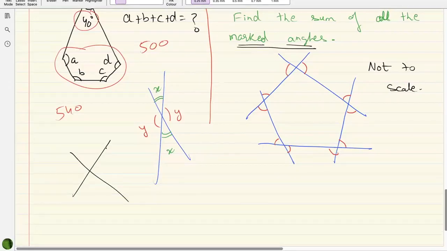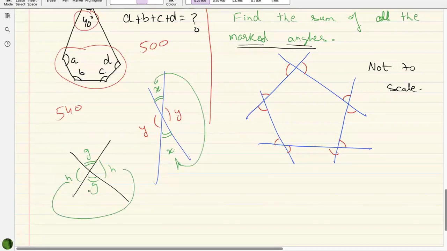But we may have different values in two different sets. For example, if I label this one as G and I label the other one as H, we may not be able to say that H, G, X, and Y are all four equal. But yes, X is equal to X. These are vertically opposite angles, and H is equal to H. This may not be equal to G, X, or Y.